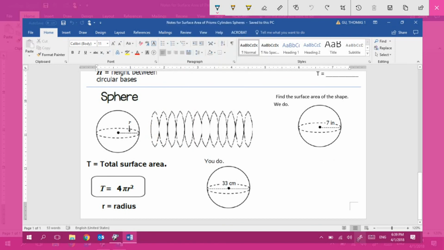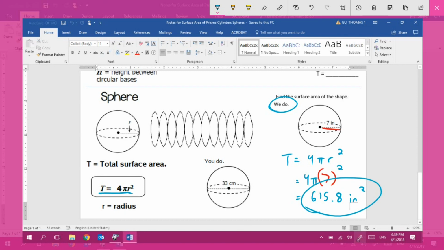The total surface area is going to be 4 pi r squared. That was pretty simple. So in our example that we do right here, what's our radius? Remember the formula, T equals 4 pi r squared. What's our r? It's labeled right there, bam, 7. So we're going to go 4 times pi times 7 squared. So put that in the calculator, 4 pi times 7 squared. And you're going to get about 615.8, rounding to the tenths place, 615.8 inches squared, because we're talking about surface area. And that's all you have to do for a sphere. So you try the you do right there.